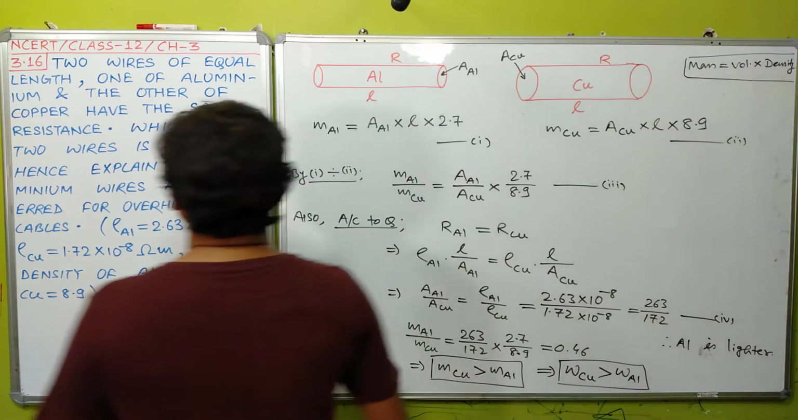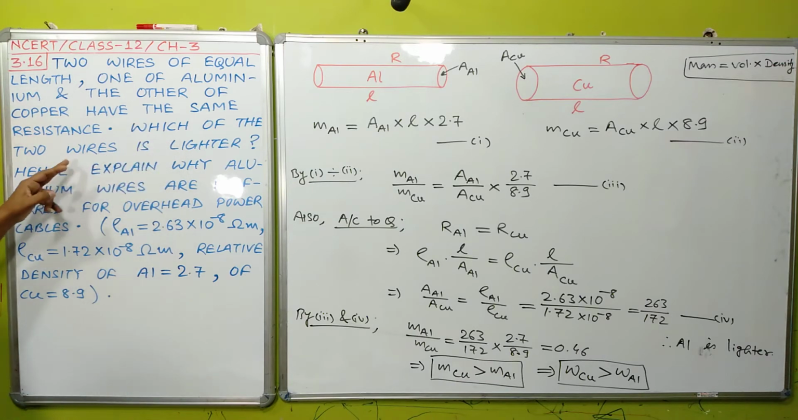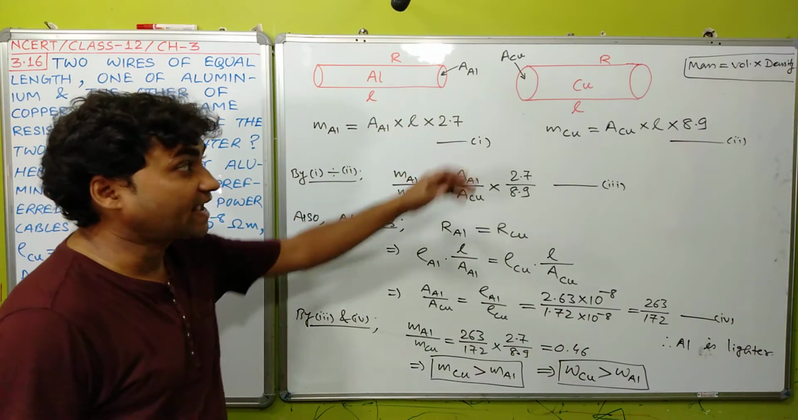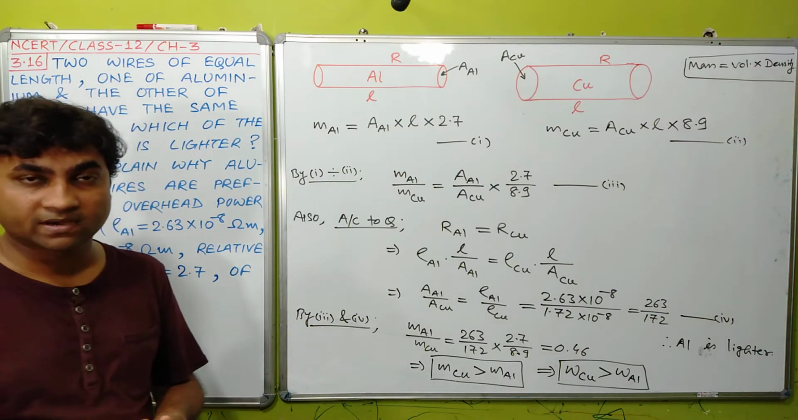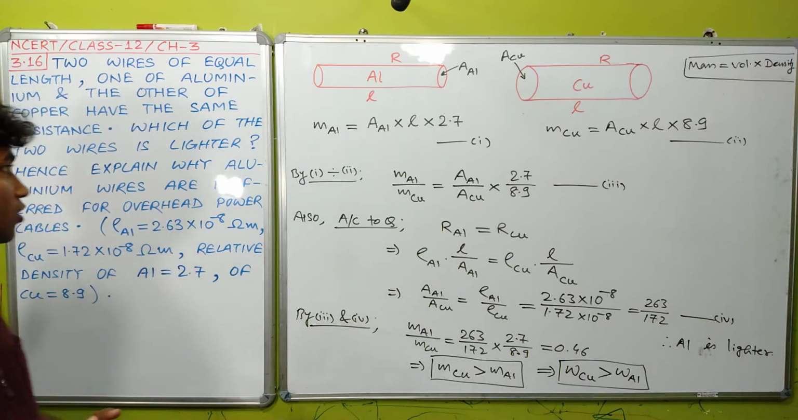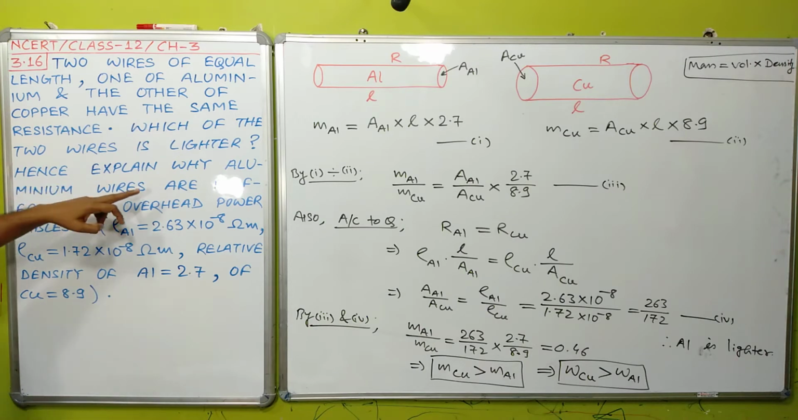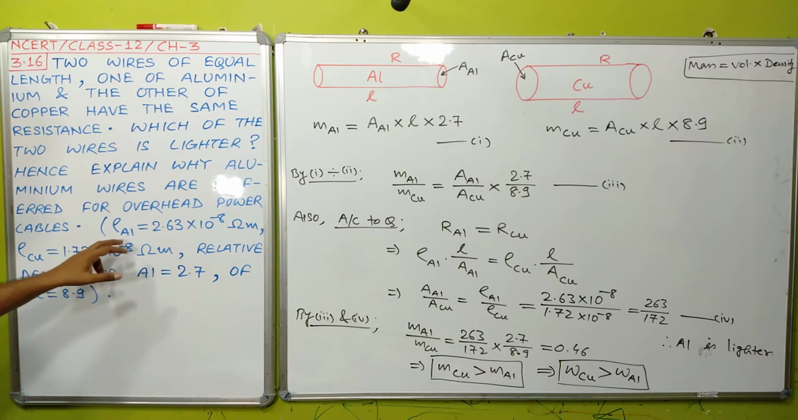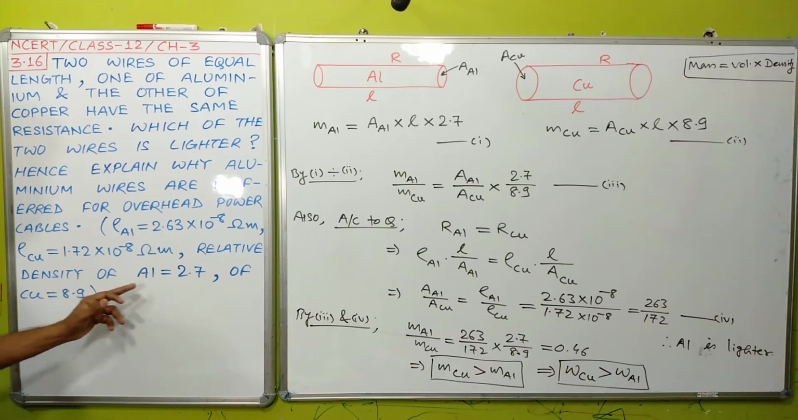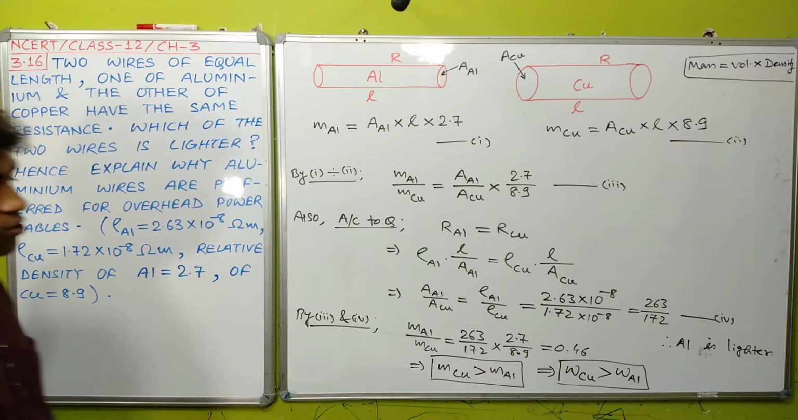Now student, the question is further asking which of the two wires is lighter, which means has less mass, has less weight. And hence explain why aluminium wires are preferred for overhead power cables. Rho aluminium means resistivity of aluminium and resistivity of copper, these values have been given. Relative density of aluminium and copper, these values are also given.